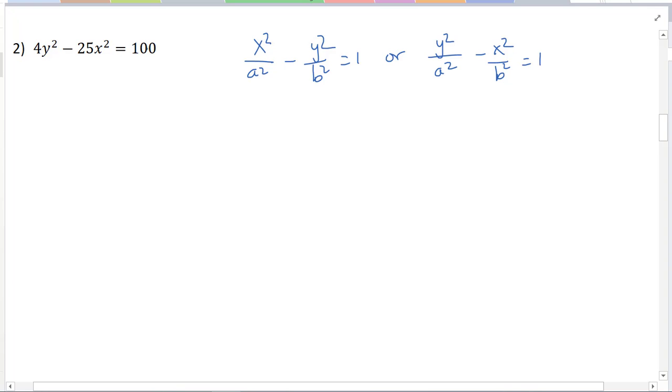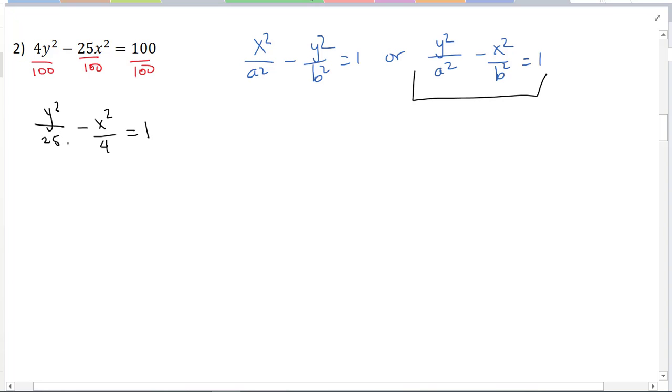So right now I have 100 there, and I need to get a 1 to be able to identify which version I have. So go ahead and divide. What we're going to do is divide everything by 100, both sides. Dividing the left by 100 means each term. So I get y squared over 25, since 4 goes into 100 twenty-five times, and x squared over 4 equals 1.